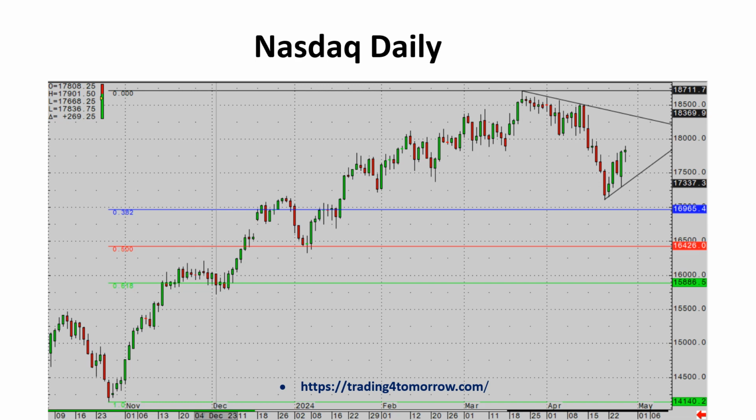For the Nasdaq, again, some of the earnings have steadied that during the week. So I've got resistance 18369 and I've got support at 17337. The fibs are just a little bit lower down, so if the market does sell off again, it gives you an idea of where it might find some support.